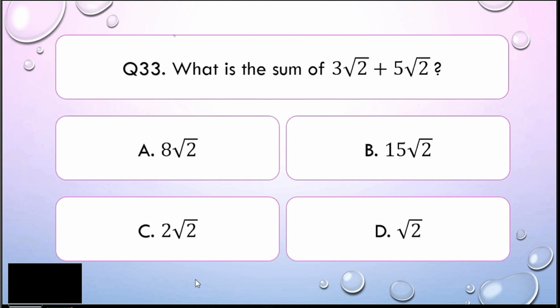What is the sum of 3 square root of 2 plus 5 square root of 2? Is it A, 8 square root of 2, B, 15 square root of 2, C, 2 square root of 2, or D, square root of 2? I'll give you 5 seconds to think about your answer.